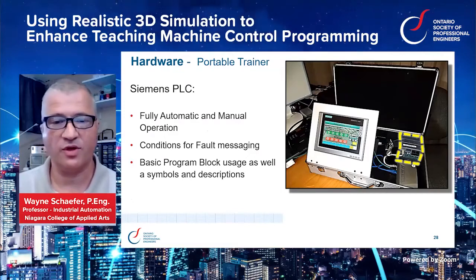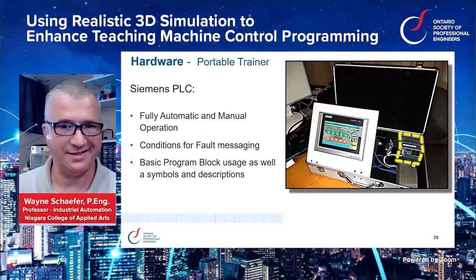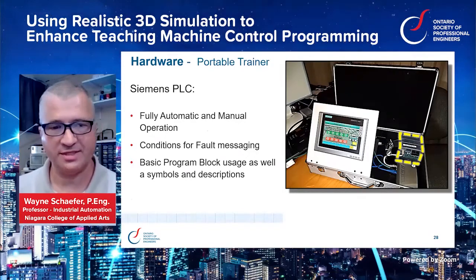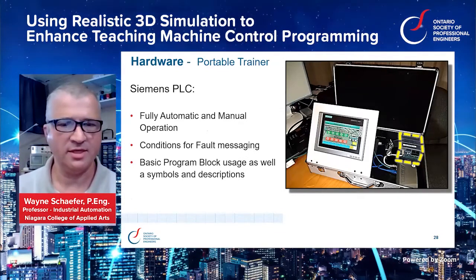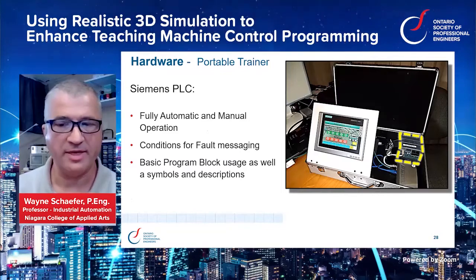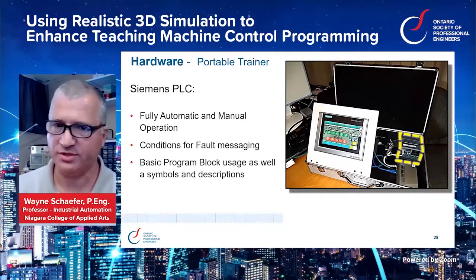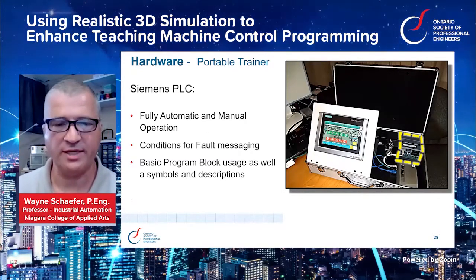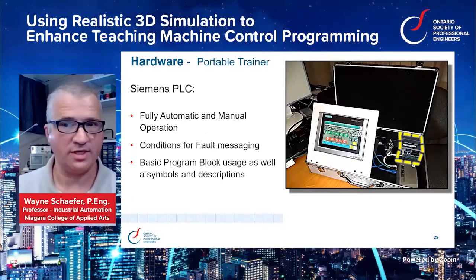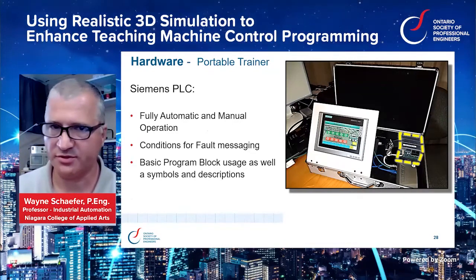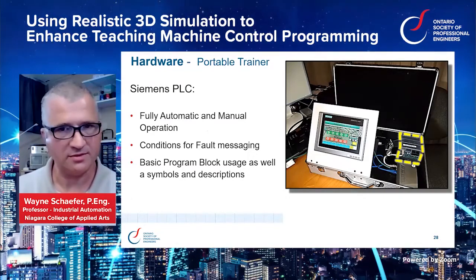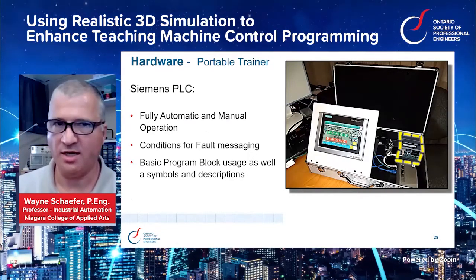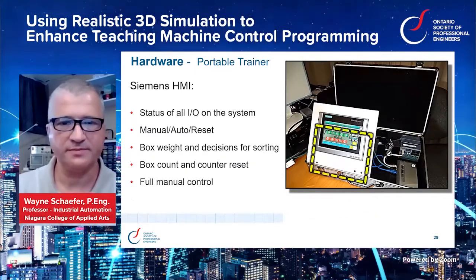The Siemens S7 1200 programmable logic controller highlighted here allows me to include a complete system with fully automatic and manual operation, conditions for fault messaging, properly formatted and commented ladder with different styles of programming, which is great for training, basic program block organization, as well as full symbols and rung descriptions. I lost track of the time I spent creating this code because it's well beyond what we can do in a classroom setting.